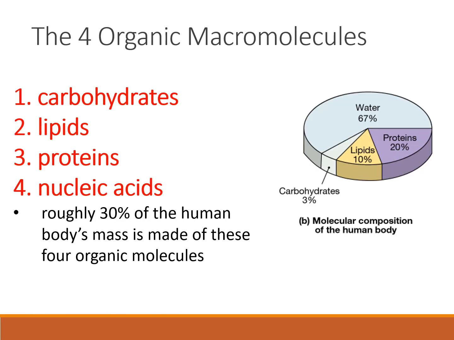The four organic macromolecules that you are responsible to know as a physiology student are carbohydrates, lipids, proteins, and nucleic acids. You can see from this pie chart on the right-hand side of the slide that about 30% of the human body's mass is made of these four organic molecules. The other roughly 70% is comprised of water.